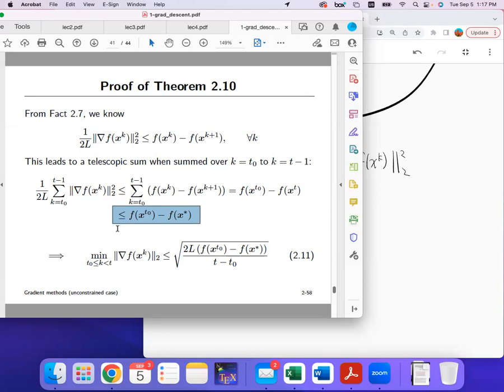A summation over infinite terms bounded by a positive constant means that once you go to infinity, the gradient must be very, very small. Otherwise, that infinite sum cannot be controlled by a constant. So this is the intuition. The overall progress you can make on the function value is bounded.